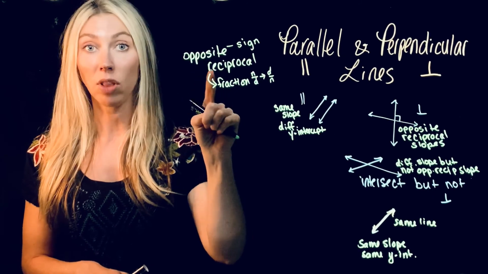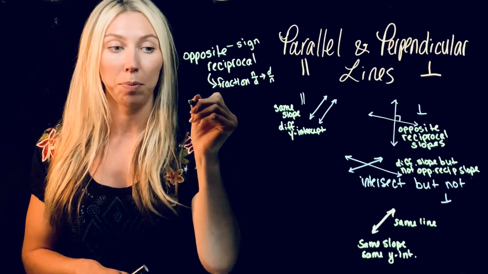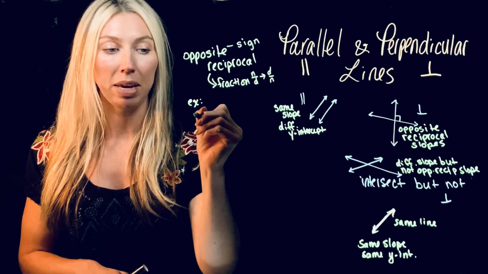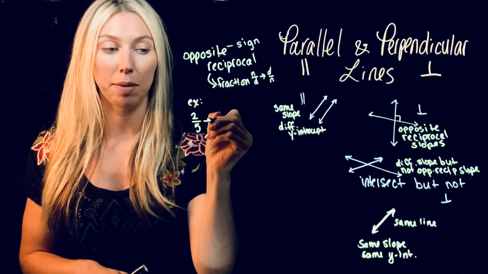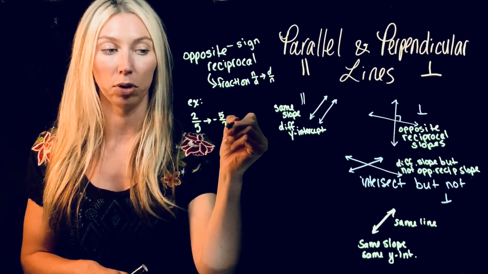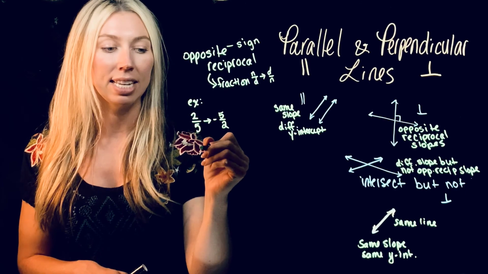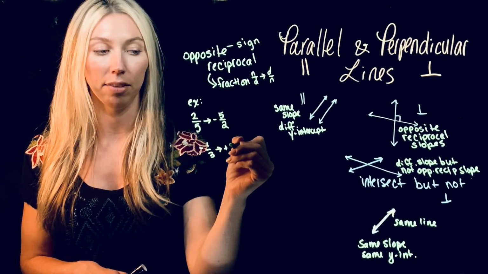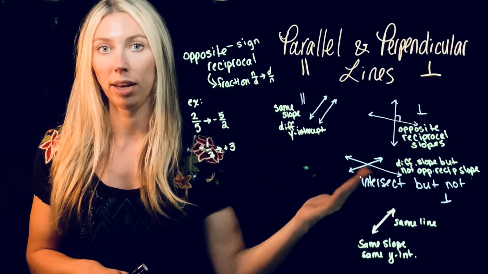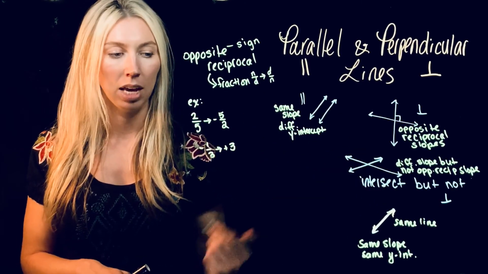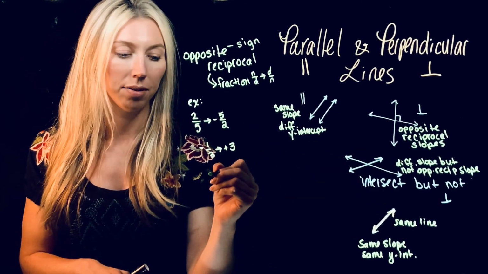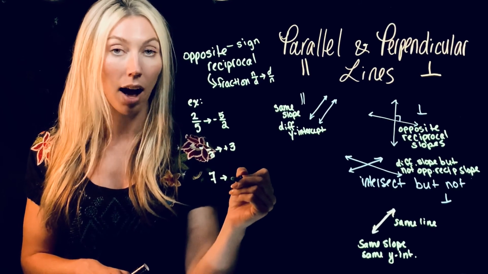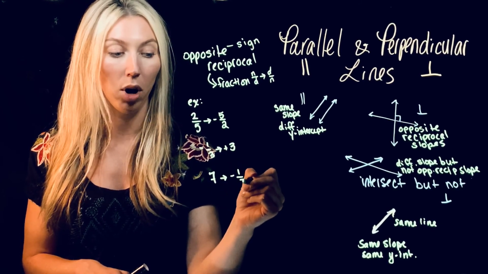So if your lines are perpendicular, an example of the slope would be if it's 2 over 5, it's going to become negative 5 over 2. If it's negative 1 over 3, it's going to become positive 3 over 1, which you don't have to write the 1. If it's a slope of 7, it's going to become a slope of negative 1 over 7 if the line is perpendicular.